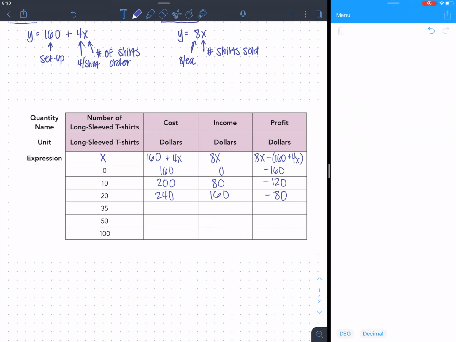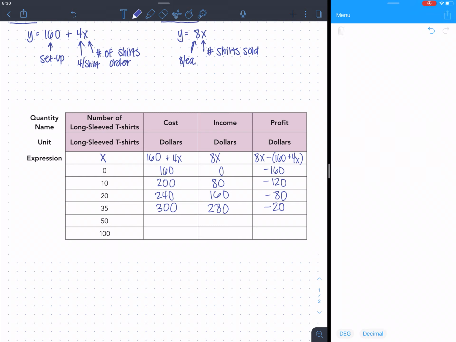Okay, so let's keep going. 160 plus 4, and this time we have 35 shirts. And my income is going to be 8 times 35. And then my profit is going to be 280 minus the 300. So I have $300 cost, $280 in income, and I have a negative $20 in profit.